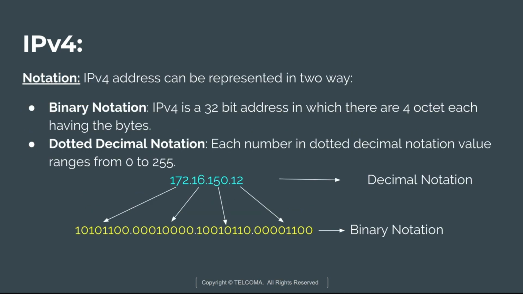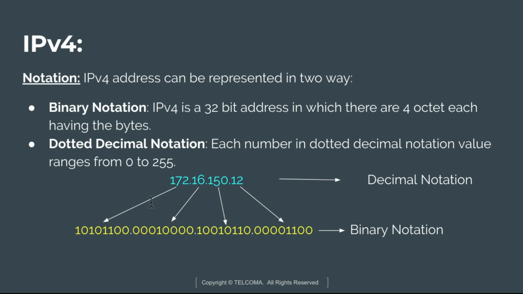Next we will discuss the notation. The IPv4 address can be represented in two ways. The first one is the binary notation and the second one is the dotted decimal notation. In the binary notation we use a 32-bit address in which there are 4 octets, each having a byte. The 4 octets are the first, second, third and fourth, and these are separated by a dot. These yellow 0 and 1 bits represent the binary notation.